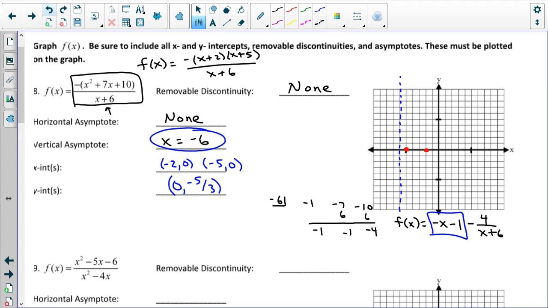I have a y-intercept at negative 5 thirds. So that looks something like this. And then what ends up happening is this graph basically looks like y equals negative x minus 1 in the long term. So this graph will look something like this. It's going to end up looking basically like a line with this as the asymptote as we go off toward the infinities.